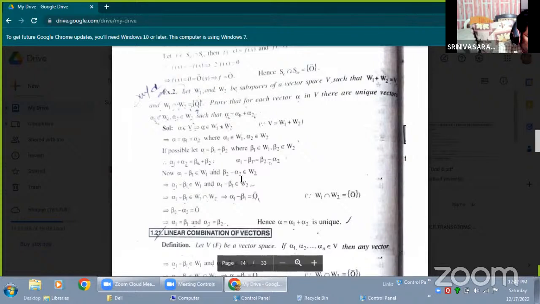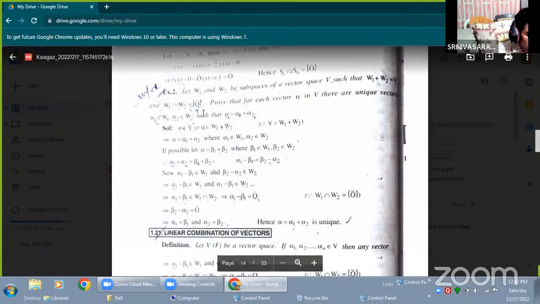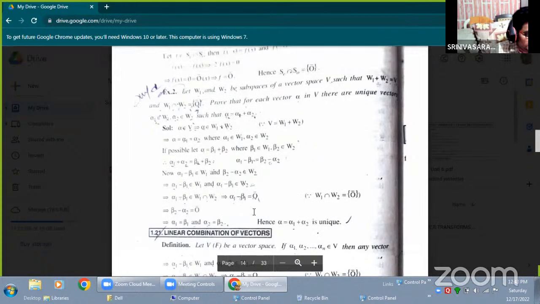Now alpha 1 minus beta 1 belongs to W1, from the subspace test. This element also equals beta 2 minus alpha 2, so it belongs to W2 as well. The same element is repeated in W1 and W2, so alpha 1 minus beta 1 belongs to both W1 and W2. Therefore, by the given condition, this element is equal to the zero vector.